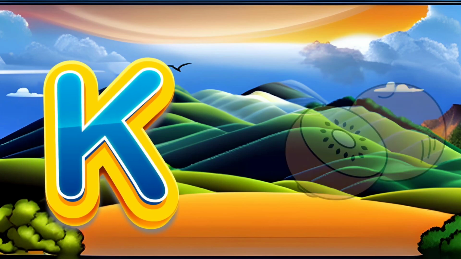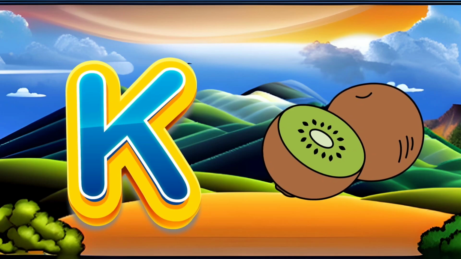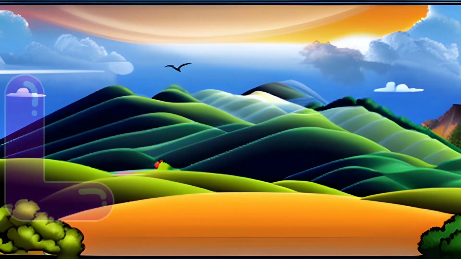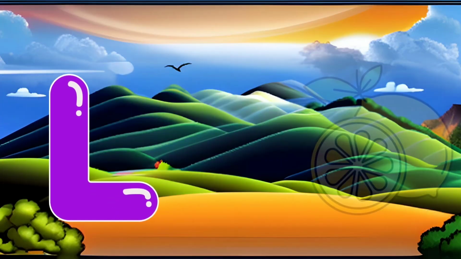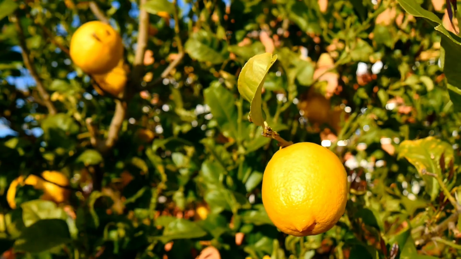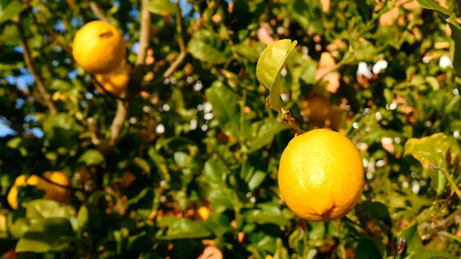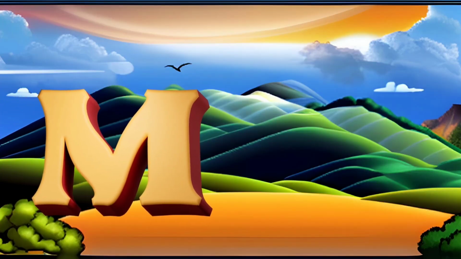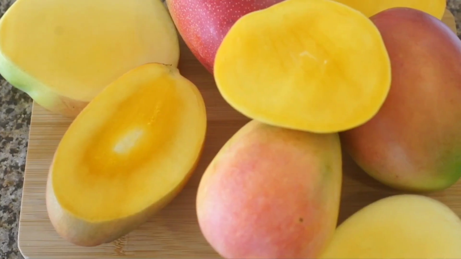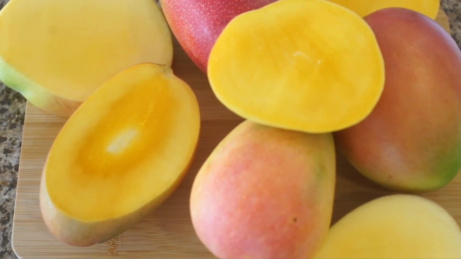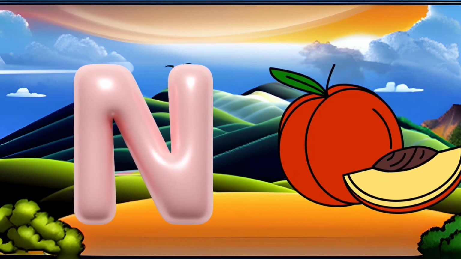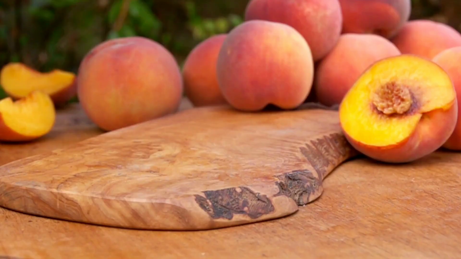K. K for kiwi. Listen to me. Kiwi. L. L for lemon. Listen to me. Lemon. M. M for mango. Listen to me. Mango. N. N for nectarine. Listen to me. Nectarine.